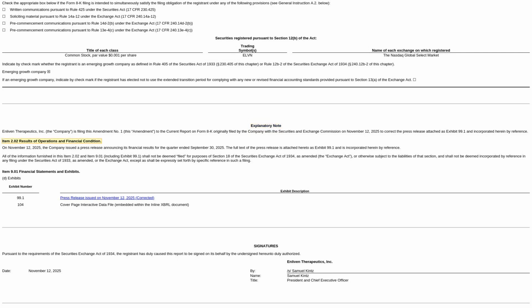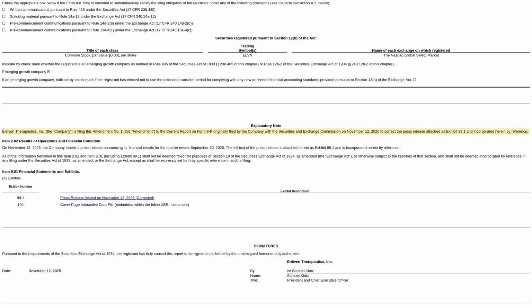This section is where they talk about the company's performance. On that same date, the 12th of November 2025, they put out a press release about their financial results for the quarter that ended on the 30th of September 2025. And that press release, in its corrected form, is what is attached here. Now, the crucial part would be the corrected press release itself, which is Exhibit 99.1. This is where the actual financial numbers and the company's narrative about those numbers are. Unfortunately, the actual content of that press release isn't directly in this filing, but it is referenced as the main piece of information being corrected.